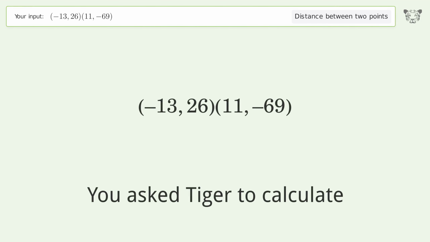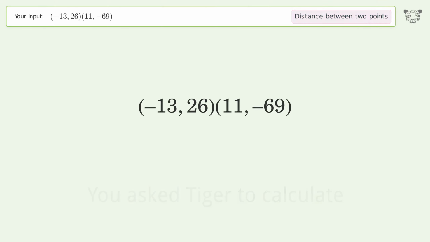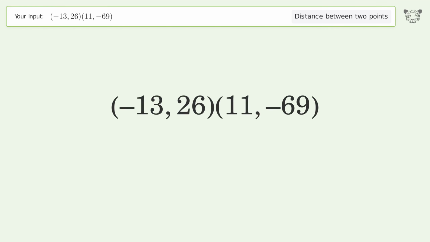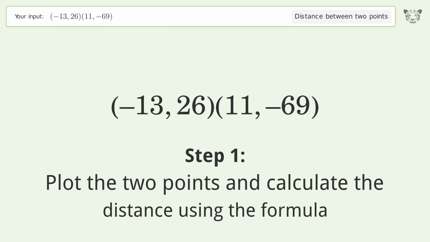You ask Tiger to calculate. This deals with the distance between 2 points. The distance between the 2 points is the square root of 9,601, or 97.985. Let's solve it step by step. Plot the 2 points and calculate the distance using the formula.